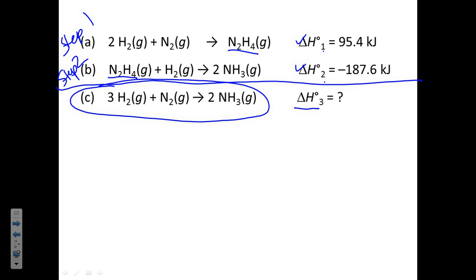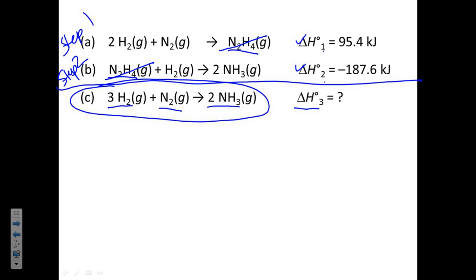If you add those two together, you'll see that the intermediate N2H4 cancels out. We have 3H2 plus N2 gives 2 ammonia. So really all we're doing is adding those two delta H's together.